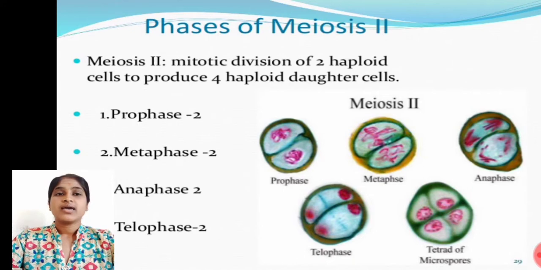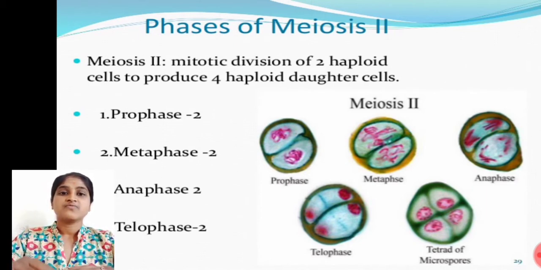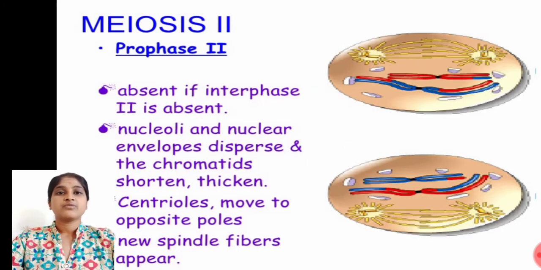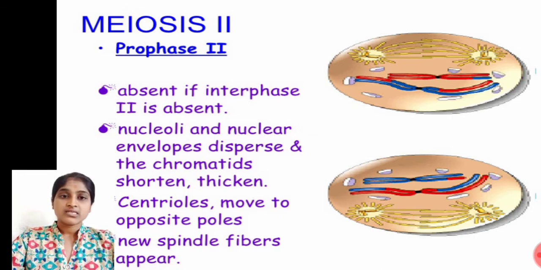Okay. Again here we see four stages: prophase second, metaphase second, anaphase second and telophase second. These four steps we see in this division. Next we study them one by one. Prophase second. Here interphase second is absent. Interphase will not appear here, and the nucleolus and nuclear envelope will break down and disappear, and the chromatids shorten and become thick in size.